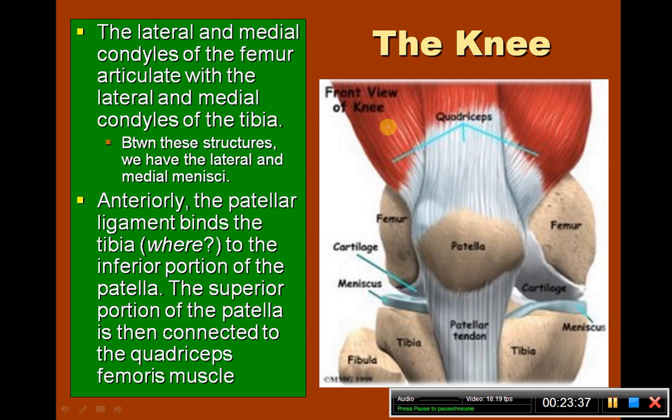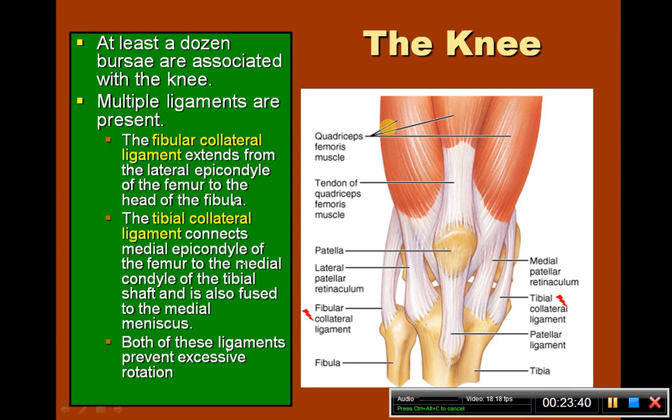Hyaline. The articular cartilage. Okay, and then the ligaments, you can see there are lots of ligaments in here because it's supporting a lot of weight. So you want support in every direction. When you look at some of these, by the way, the word retinaculum means wrapper.